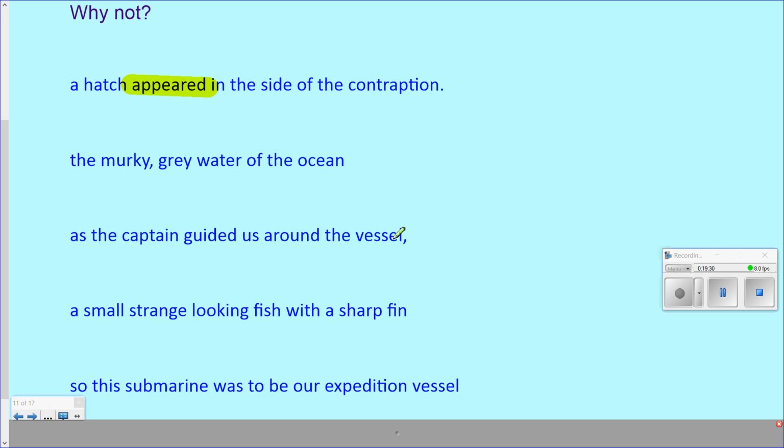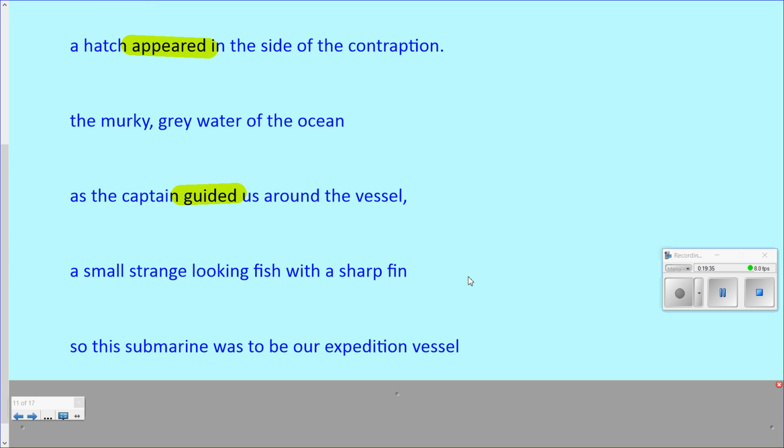As the captain guided us around the vessel. Well, that's a clause because guided is the verb. A small, strange-looking fish with a sharp fin. Again, that's a phrase because there's no verb within it. And it's a great expanded noun phrase. A small, strange-looking fish is the pre-modification. These are the adjectives describing the fish. And then we've got post-modification telling us about a sharp fin here using the word with. It's a great example of an expanded noun phrase, but it's not a clause.